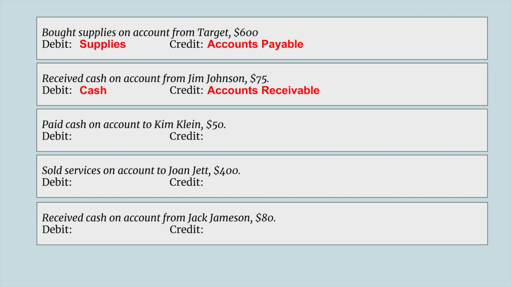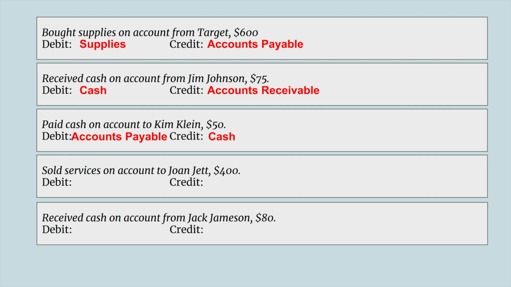Next one, we paid cash on account to Kim Klein for $50. So we paid cash, so cash is going to be credited, and we must have owed her money, so we have to pay it now. Therefore, we're going to debit accounts payable and credit cash.